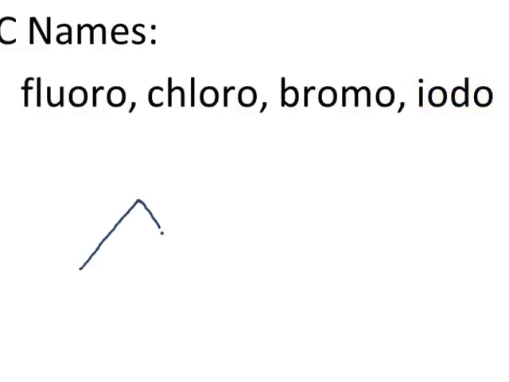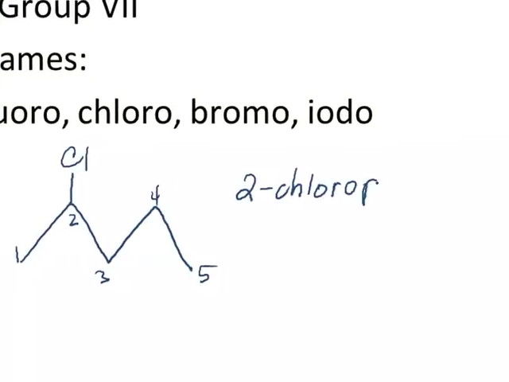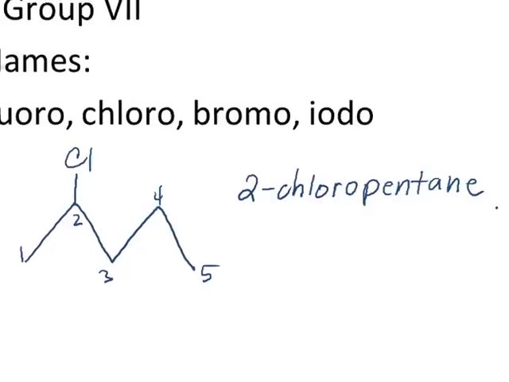Let's say we have a simple alkane, like pentane. Now, if I attach a chlorine to that pentane, here's how I'll name it. I know it's a pentane, and I know there's a chlorine attached to it. Just like we've done with most of our other organic structures, I'll number the backbone so I can identify where the attachment took place. Because it's on the second carbon, I would call this 2-chloropentane.